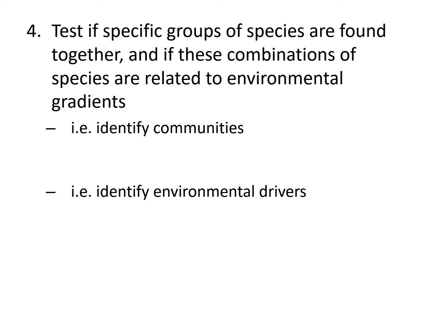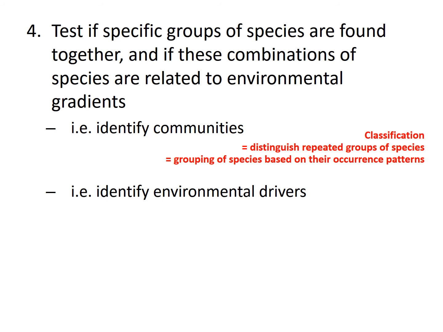Okay, so our final objective is to think about how we would analyze our data to test if there are communities present and if we can find what drives variation in species composition. Now, if we want to identify communities, we essentially need to use classification. Classification in this sense is where we can distinguish repeated groups of species. In other words, we can see what combination of species keeps reoccurring.